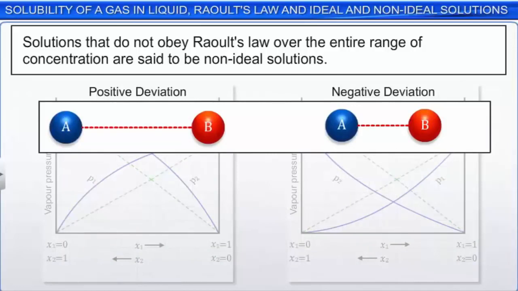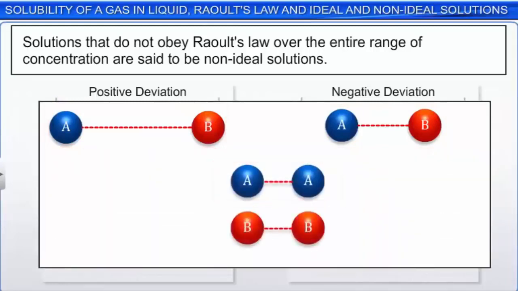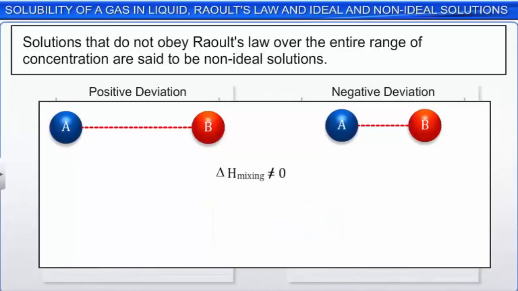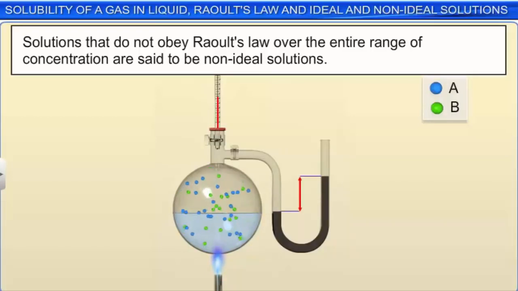For a non-ideal solution, the magnitude of AB interactions is not the same as the magnitude of AA and BB interactions. Also, delta H mixing is not equal to 0 and delta V mixing is not equal to 0 for such solutions. If the magnitude of AB interactions is weaker than the magnitude of AA or BB interactions, then this implies that such solutions have a higher tendency to escape into the vapor phase and will show a higher vapor pressure.